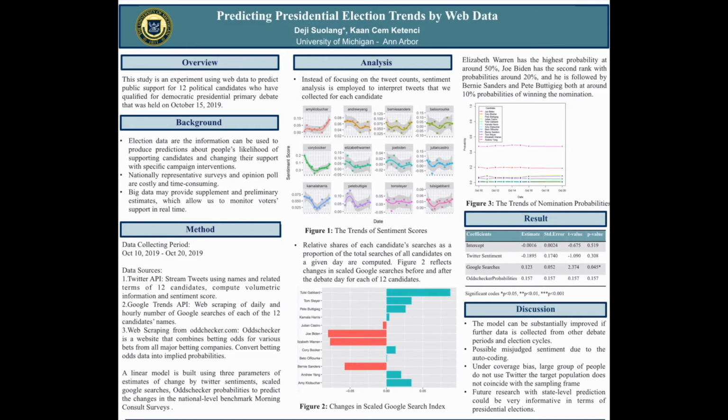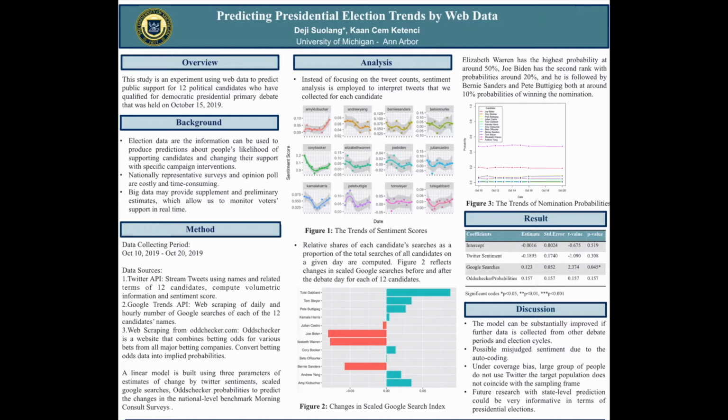I am a recent graduate from the University of Michigan Ann Arbor, and today my presentation is about using web data to predict the presidential election trends in the United States. This study is an experiment using web data and social media data to predict public support for political candidates. So we explored the Democratic Party primaries for the 2020 US presidential elections.